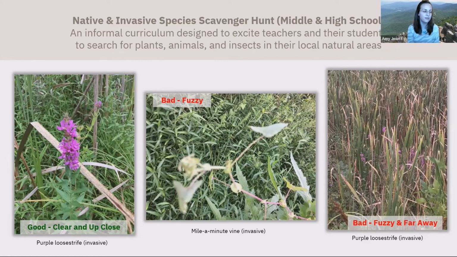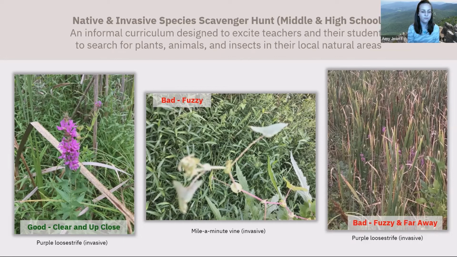So the photo on the left here is showing a purple loosestrife plant. And this photo is really great. It's close up, where you can see the plant really well. It's clear, it's crisp, it's really good. The other two photos are not as good. We can see the photo in the middle of Mile-a-Minute Vine is kind of fuzzy. It's not as good for identification. You can still probably make it out, but it's not as good as it could be.